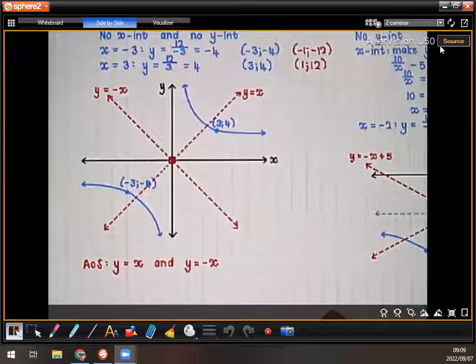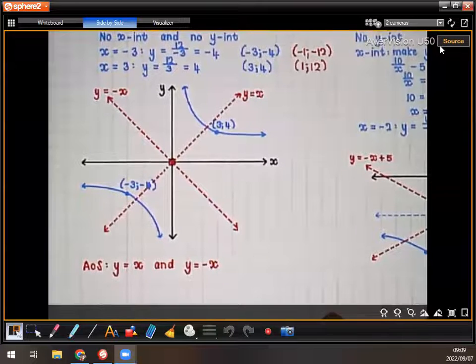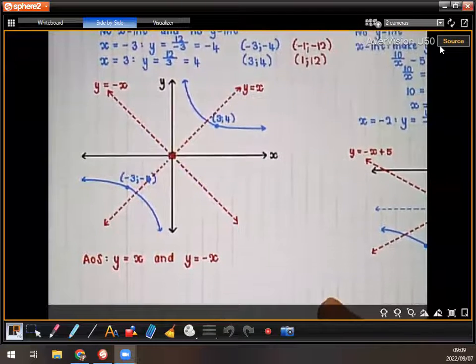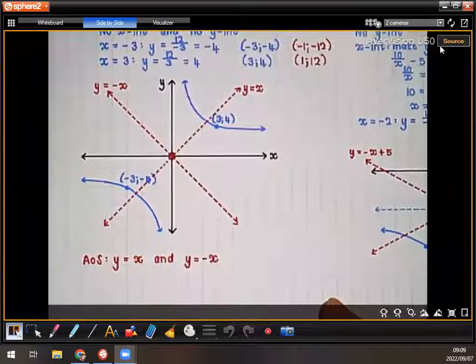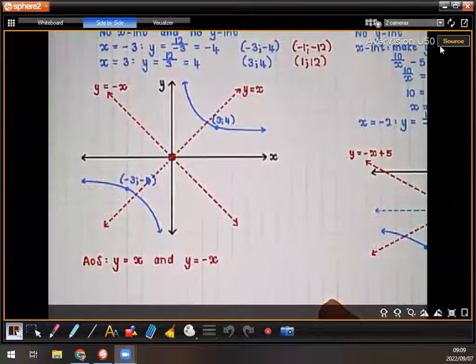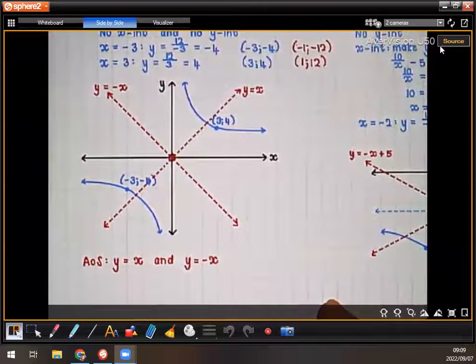Guys, I would like you to write down, thank you. Please write down the domain and range of this graph underneath or next to it or wherever you have space. You don't need to know, that's why I'm asking you to do it now.